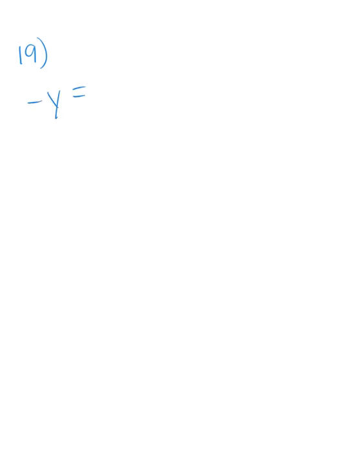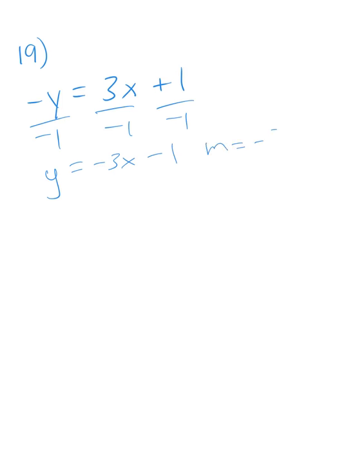What's wrong with 19 that we've got to fix first? It's negative, so you've got to bring that over. So I would just divide by negative 1, or multiply through by negative 1. And that leaves you with negative 3. So the current slope is negative 3, and the perpendicular slope would be 1/3.